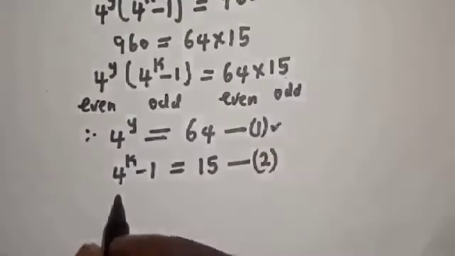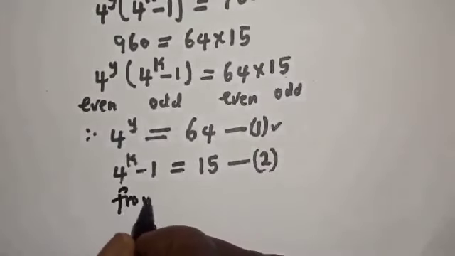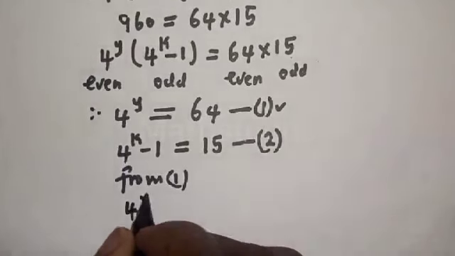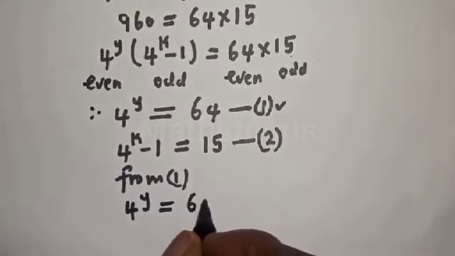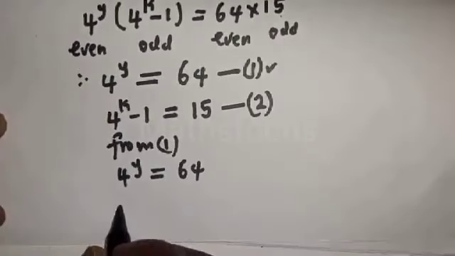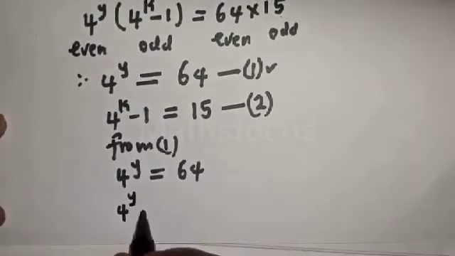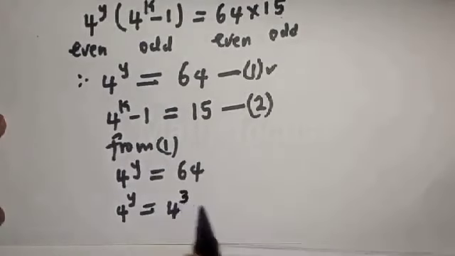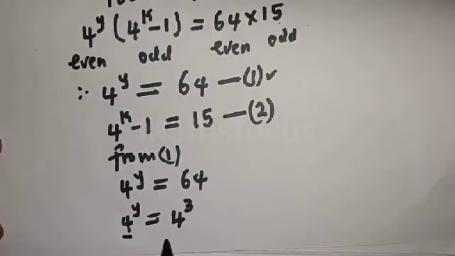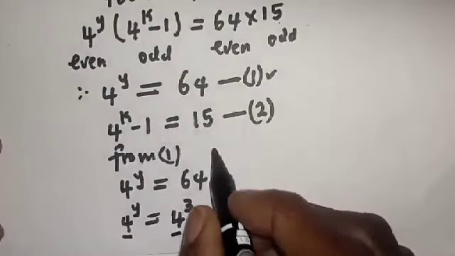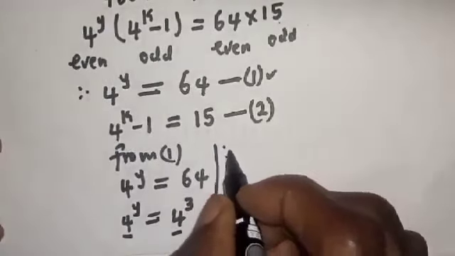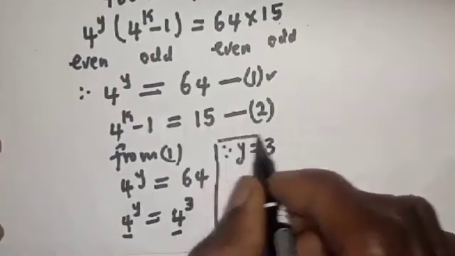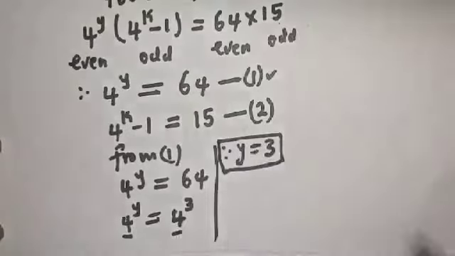Let's work with this first. From equation 1, 4 raised to the power y is equal to 64. 64 is 4 raised to the power 3, and they have the same base. Therefore, y is equal to 3. This is the value of y.